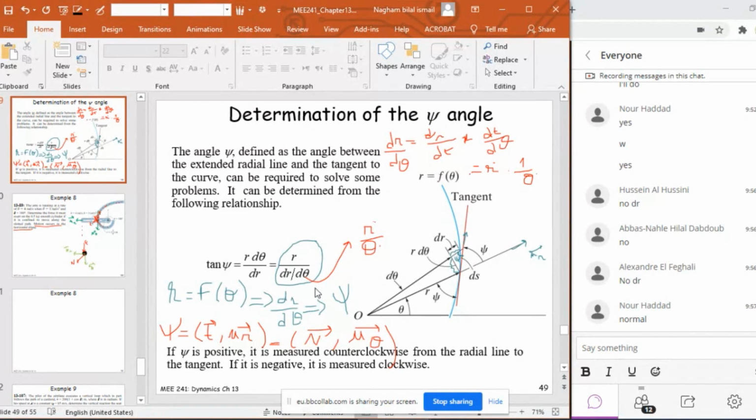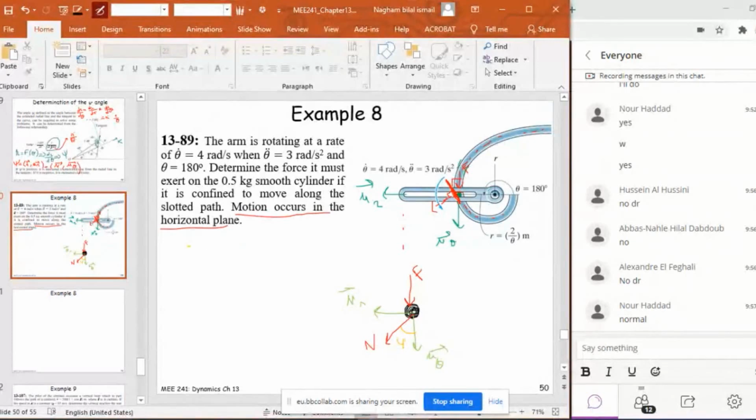This is psi. It is between n and u theta. And this psi is equal to what? It's equal to tan inverse of r over the derivative of r with respect to theta, and not with respect to time. Right? So this means, guys, that I should know the equation of r with respect to theta, and it's given here. All right? So r is equal to 2 over theta.